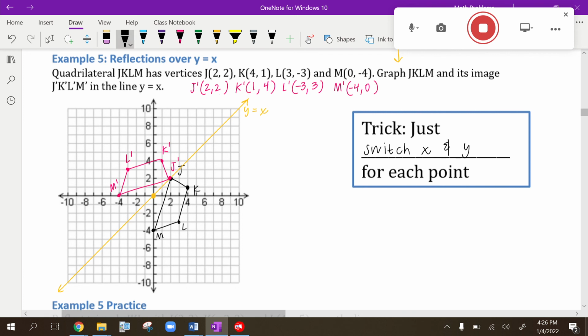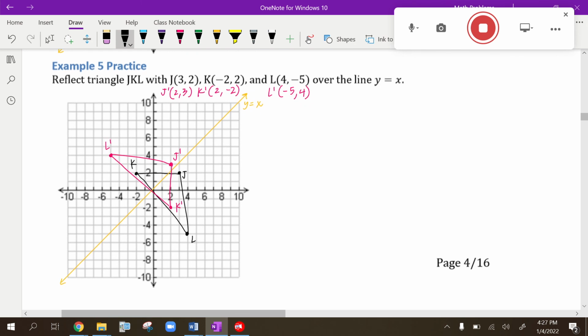The thing that's helpful about reflecting over the line y equals x is that it can help you with inverse functions once you get further along in math. So you'll definitely want to know at least an idea of what this looks like, reflecting over y equals x. If you feel like you need some more practice with this, go ahead and try the practice problem below. Here's the correct answer for that practice problem.